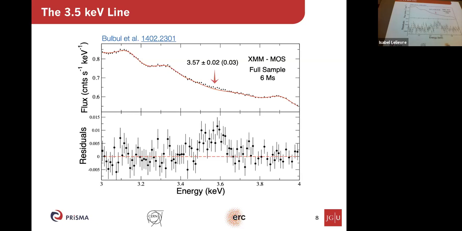Maybe you shout and I repeat the question. It's just a basic question. What is the main explanation of the standard model for the 3.5 keV line? Okay, so the question is, what is the main standard model explanation for the 3.5 keV line?